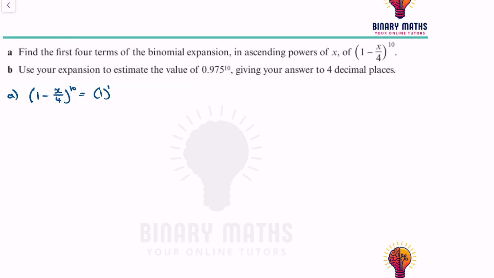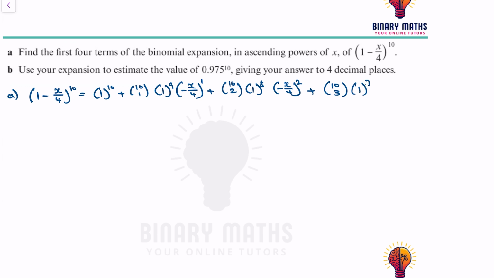So first thing is 1 to the power of 10, plus 10 choose 1, 1 to the power of 9, minus x over 4. So be very careful, it's negative x over 4 raised to the power of 1. So that's the second term. Third term is 10 choose 2, 1 to the power of 8, minus x over 4 to the power of 2. And the last term that we need is 10 choose 3, 1 to the power of 7, minus x over 4 to the power of 3. Plus dot dot dot, which we're not interested in. Let me just change this to a 10 because it looks like a 16.